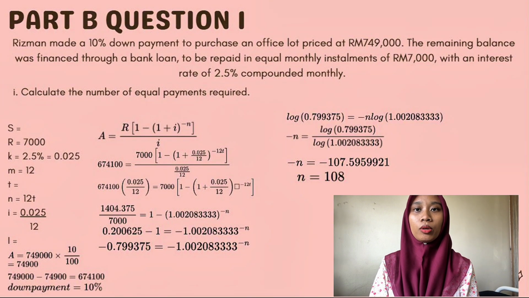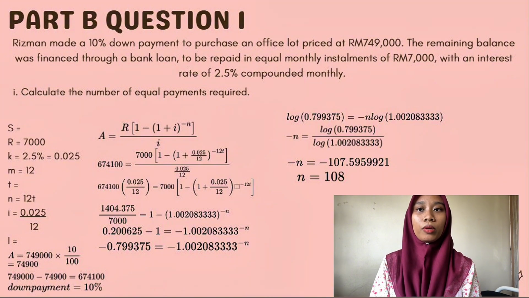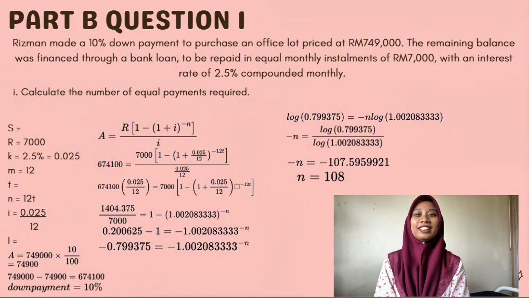For this question, we have to use this formula, which is A equals R open bracket 1 minus open bracket 1 plus I close bracket power of negative N divided by I. 674,100 equals 7,000 open bracket 1 minus open bracket 1 plus 0.025 over 12 close bracket power of negative 12t divided by 0.025 over 12. Then we move 0.025 over 12 to the left, so 674,100 multiplied by 0.025 over 12 equals 7,000 open bracket 1 minus open bracket.